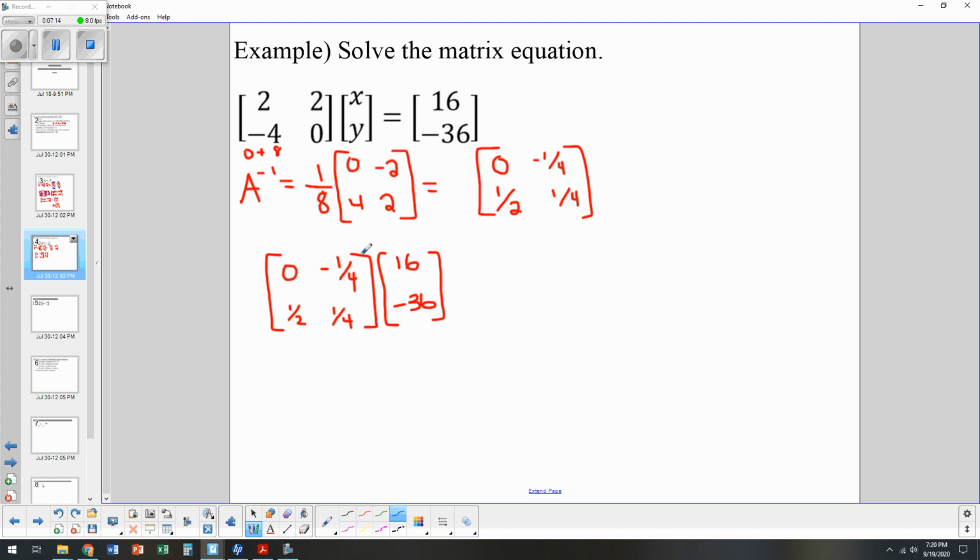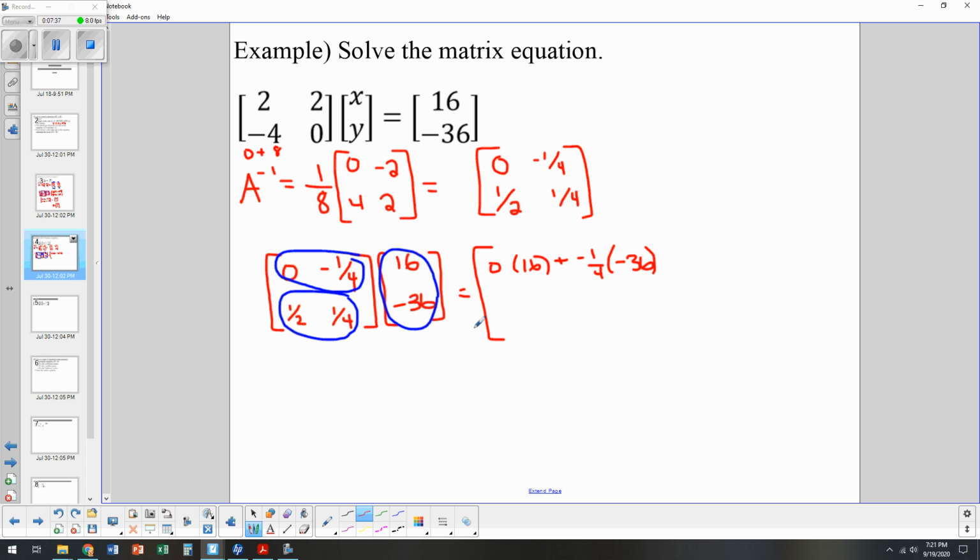All right, so circle the rows in the first, columns in the second. So that's going to be 0 times 16 plus negative 1/4 times negative 36, and 1/2 times 16 plus 1/4 times negative 36.